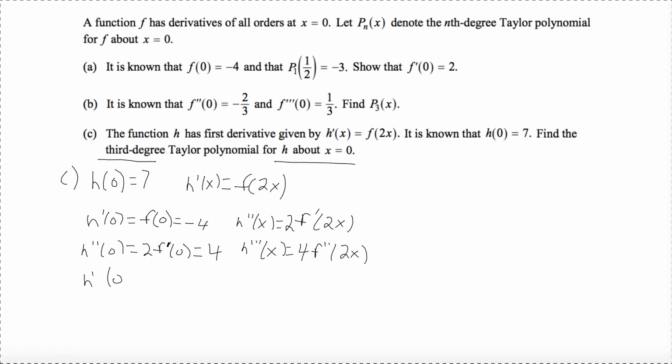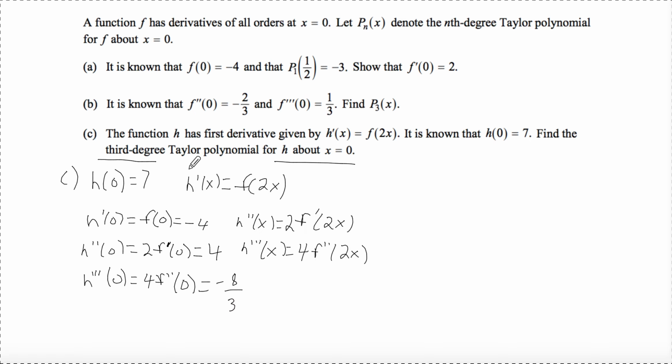H triple prime of 0 is going to be equal to 4 times f double prime at 0, f double prime of 2 times 0, which is going to be 0 on the inside. All right, which is equal to, do I know what f double prime is? I do, it was right here. So it's 4 times this, which will give me negative 8/3. Negative 8/3 is my value for h triple prime, okay? So I'm going to come back over here. There we go, negative 8/3.